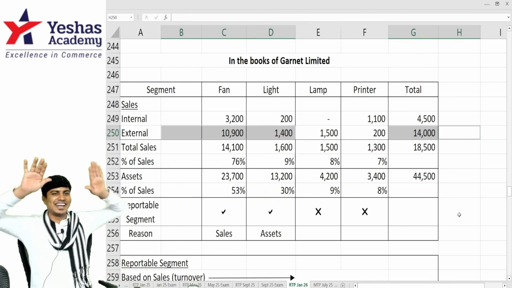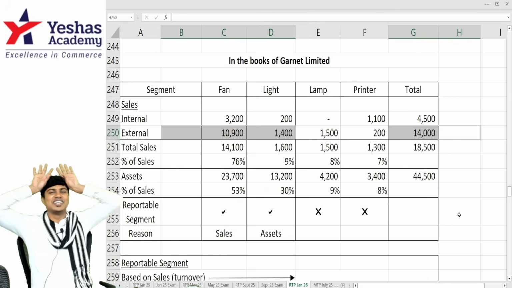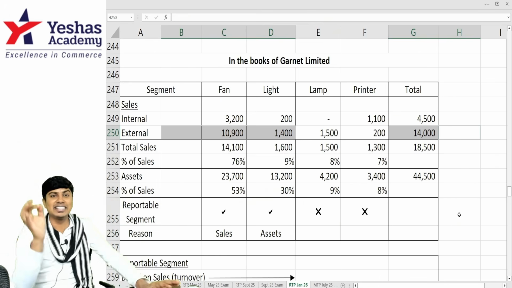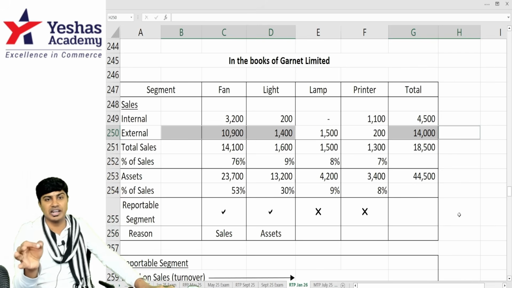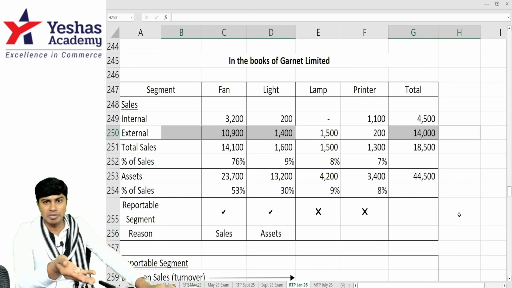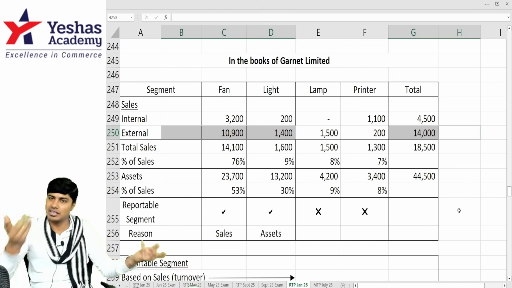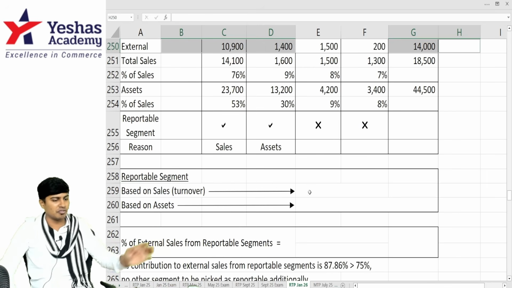Okay, 10,900 plus 1,400 divided by 14,000, you got 87. 87% of the total external revenue contribution is from reportable segments. There is no need to identify any other segment as reportable segment. Include that as a part of your answer.